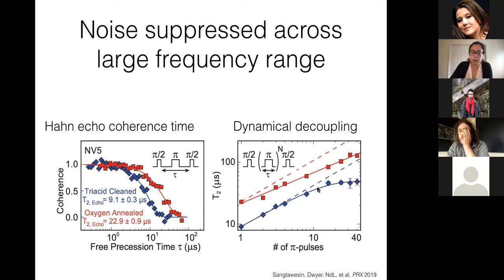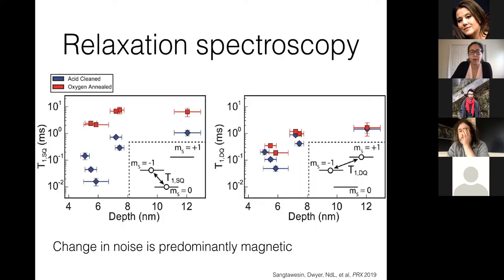And maybe importantly for our community, you can see that before this oxygen annealing step, you hit a point where you stop winning from increasing pulses, indicating that you really have a high frequency noise bath that you can't decouple from. Whereas in our oxygen annealed surfaces, you see that we just have this full linear scaling that you would expect. Okay.